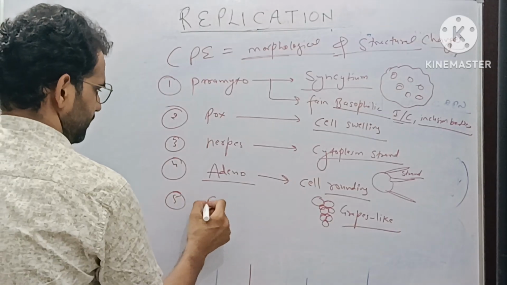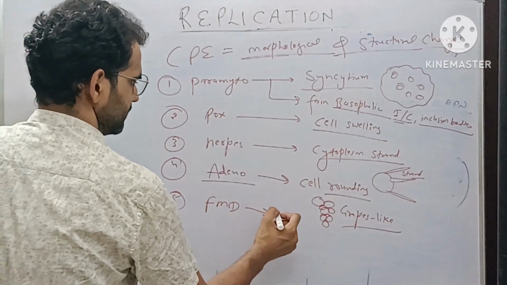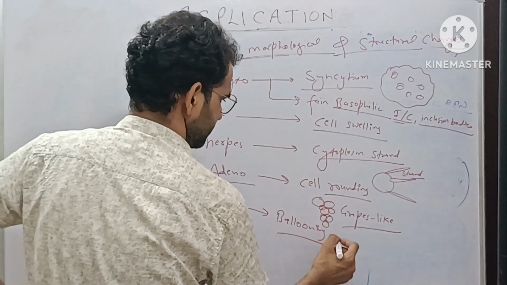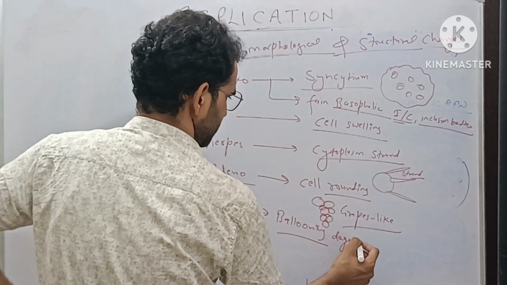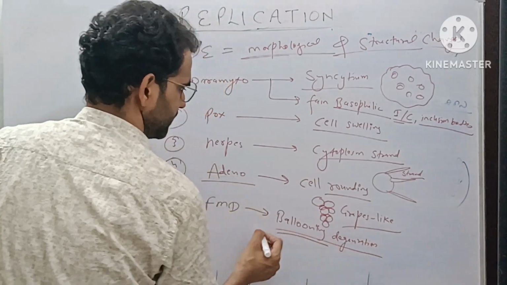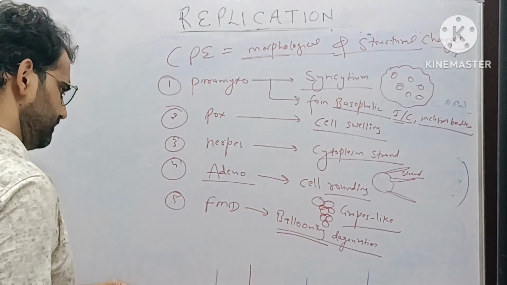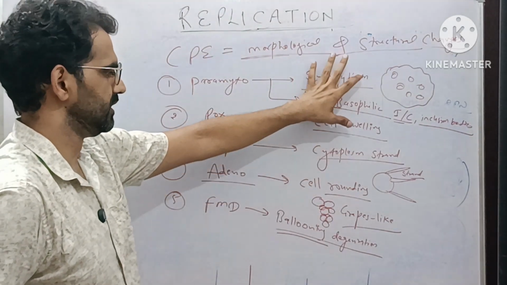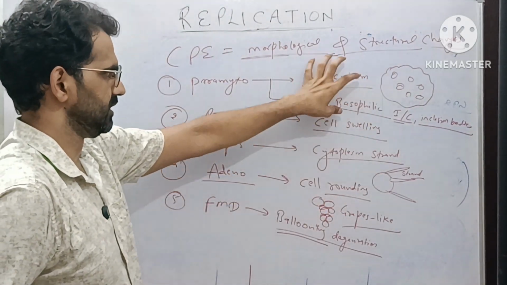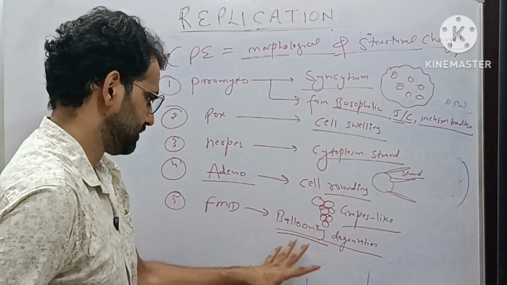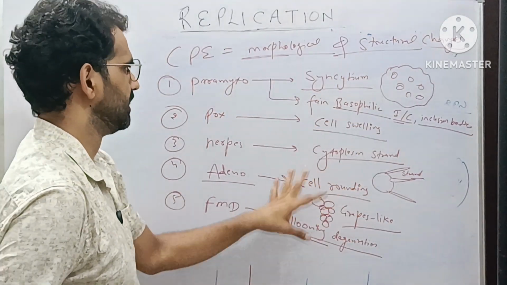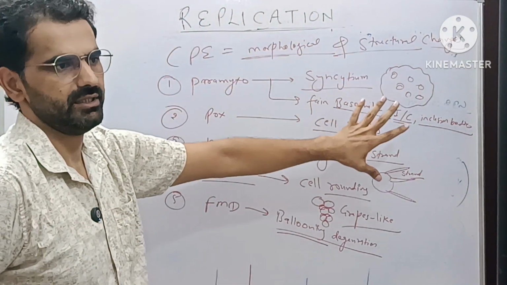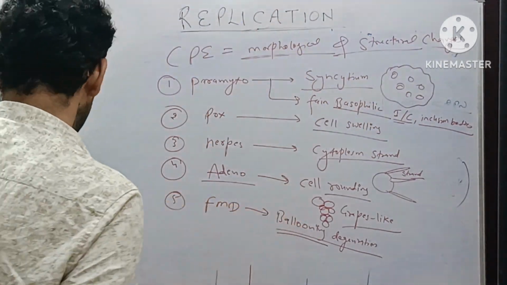Number five is the foot and mouth disease virus. FMD causes ballooning degeneration that leads to formation of vesicles. So these are the morphological changes. Somewhere cells become swollen, multinucleated giant cells, ballooning, cell rounding, grapes-like. These are the cytopathic morphological changes because of replication. So here we end our topic, replication.